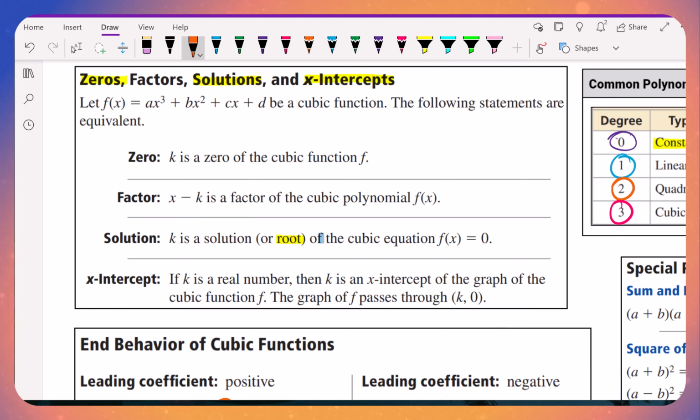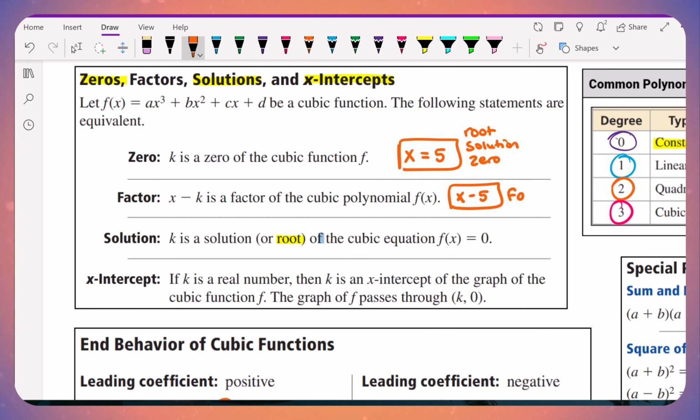Okay, so this little tidbit right here basically says if k is a zero of the cubic function f, it is going to be a root or a solution. So let's say that you have a solution that is equal to 5. That is a root, that is a solution, that is a 0. Now, if you know that x is equal to 5, then you immediately know that x minus 5 is a factor. See how the factors are different from the solutions. If you know that 5 is a solution, then you know if you plug in a 5, you get 0 when you plug it in, because it's going to be an x-intercept. So the coordinate would be x is 5, y is 0. That's why when you substitute 5, your output is 0.